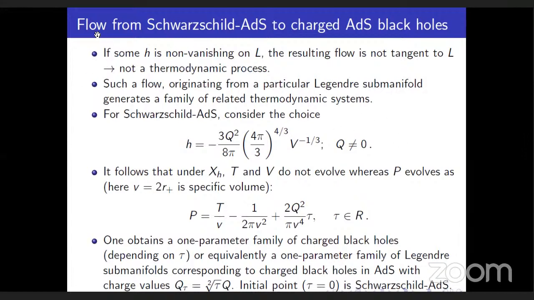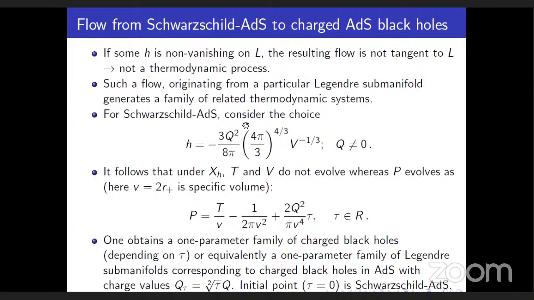So, another aspect is that if H is not vanishing on L, so the previous case was when the chosen Hamiltonian would vanish on the Legendre submanifold. If it doesn't vanish on L, then the resulting flow need not be tangent to L. So even if you take an initial point which is an equilibrium state, your integral curves may not actually stay on that submanifold. So the subsequent points may not be equilibrium states of the initial system that you started out with. However, such a Hamiltonian flow can be taken to generate a family of related thermodynamic systems.